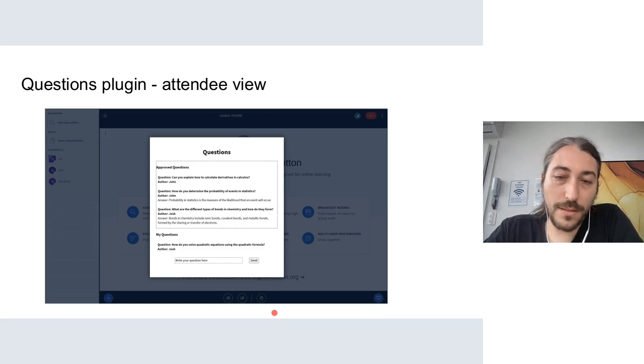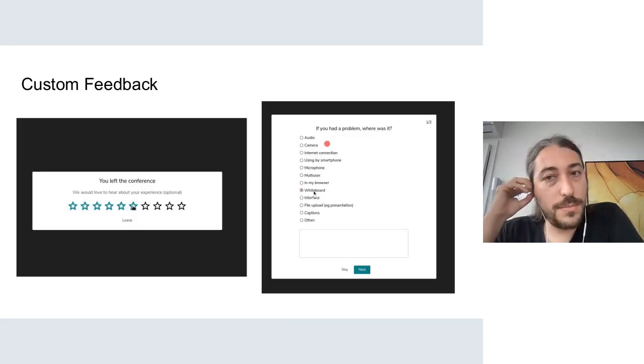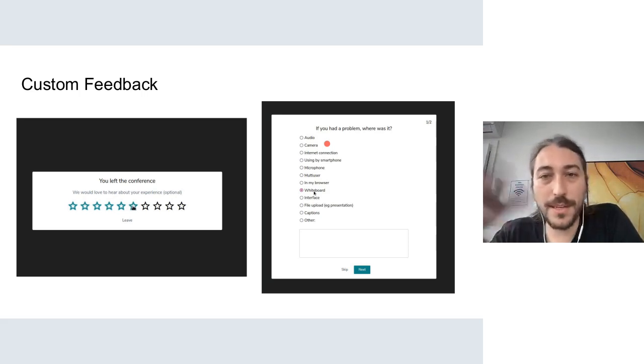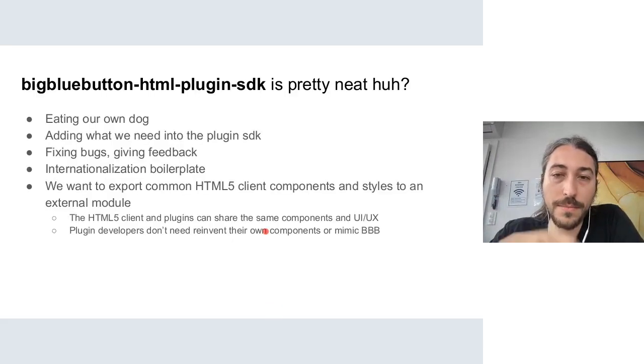Another example I've been talking about is the custom feedback. This is actually a picture of our custom feedback interface. It's pretty simple to implement, but we still need to figure out how to do a hook to show something after the meeting ends. That's the kind of back and forth we've been doing during the summit, trying to get these things to work.